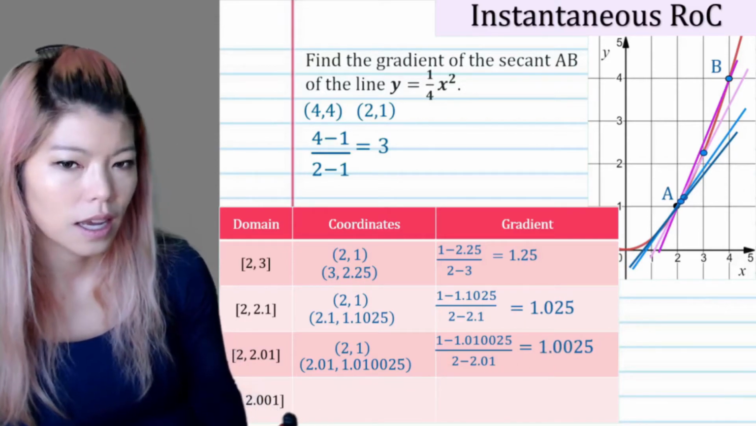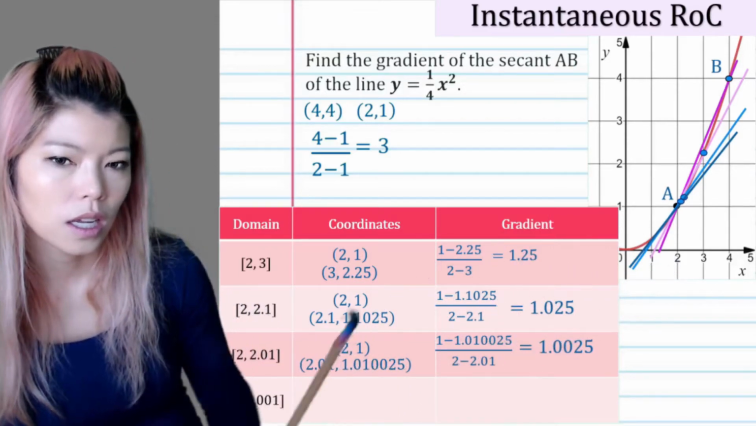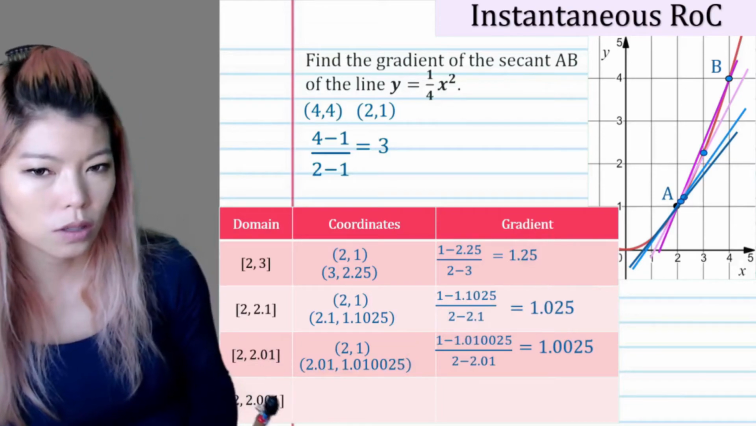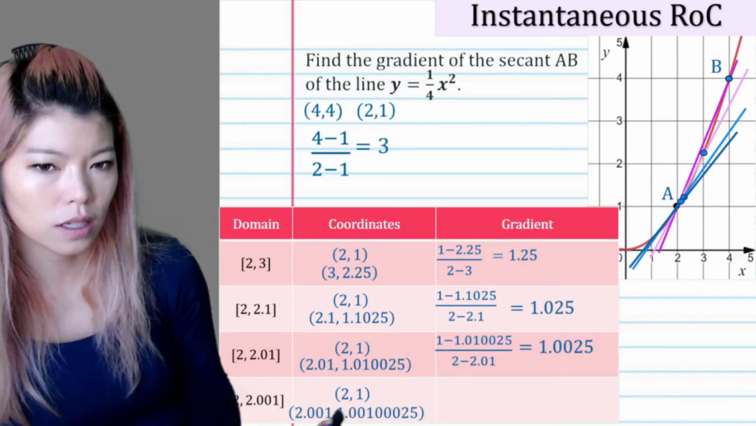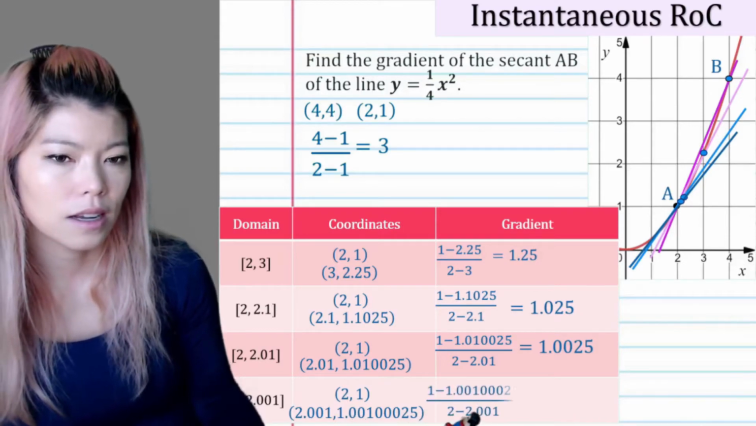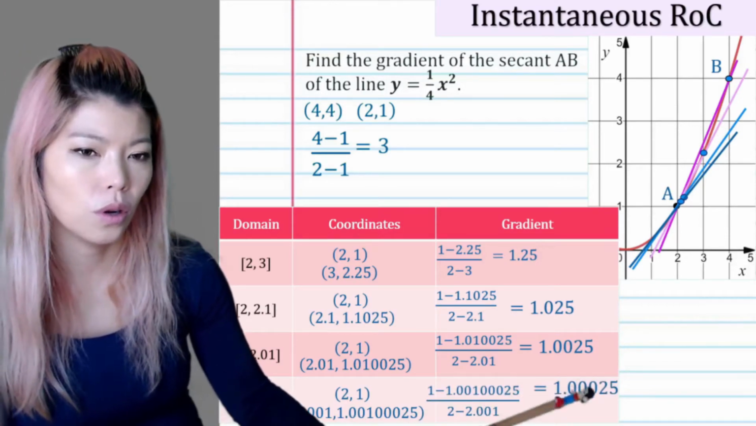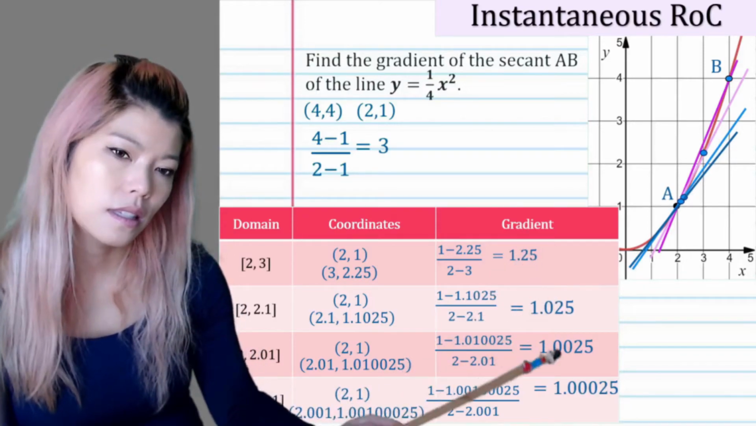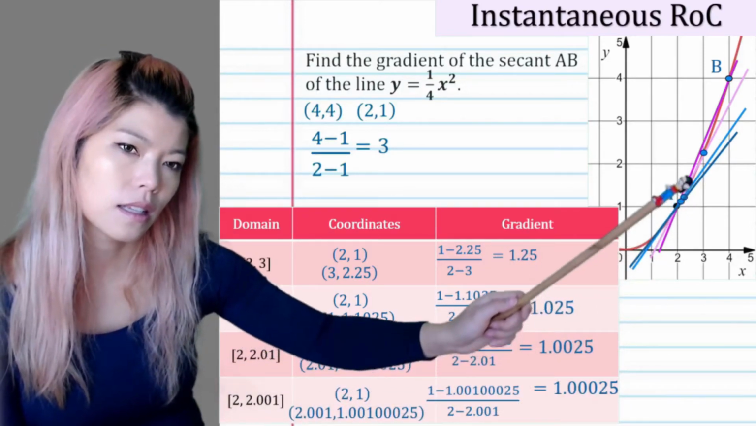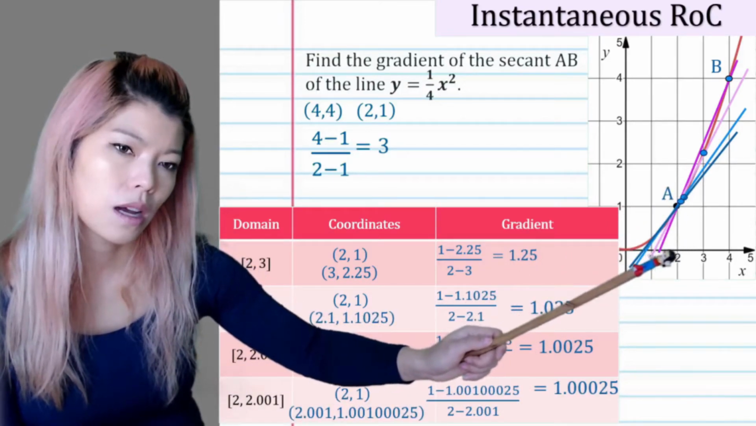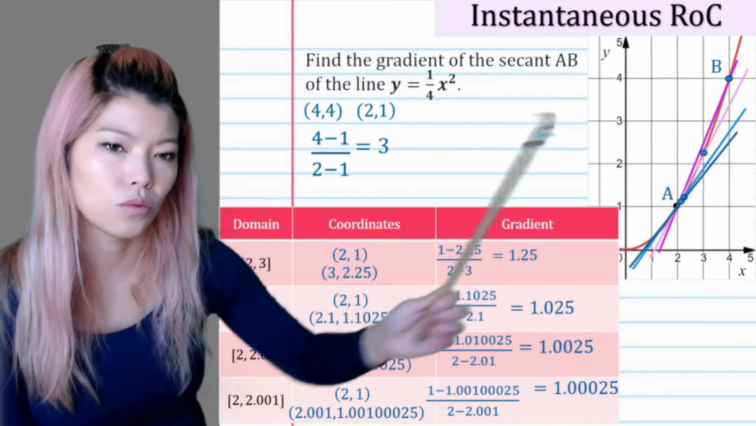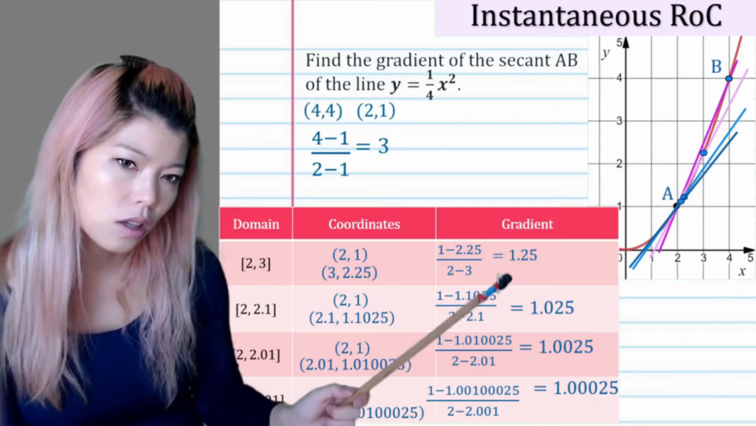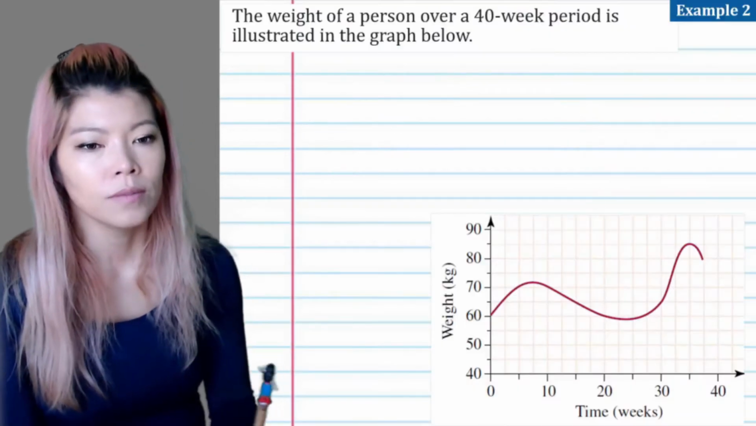Then I did it again for 2 and 2.01, found the y values, plugged it in to find the gradient, and I'm going to do it one more time for 2 and 2.001. So for 2 and 2.001, that's my y value, and I can see that the gradient becomes 1.00025. And I can see that the gradient, as my x changes and becomes really close to here, or my secant becomes really close to the tangent, it's closer and closer to 1.